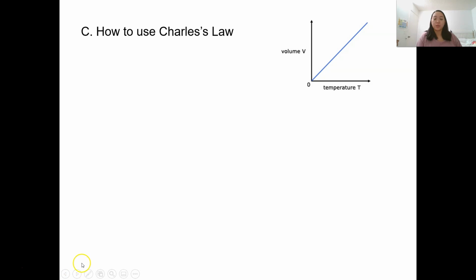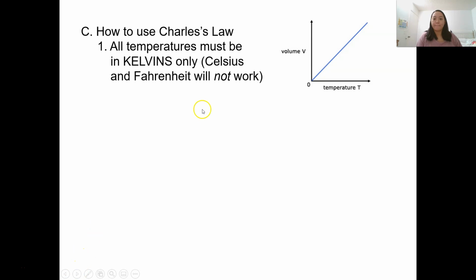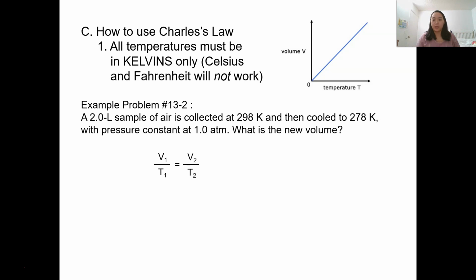Now let's see how you can actually use this law to your advantage. First of all, because this is between volume and temperature, we have to establish what unit of temperature is necessary for this equation to work. All temperature must be in kelvins. So Celsius and Fahrenheit will not work. If a problem gives you something in Celsius or Fahrenheit, you have to always 100% convert that to Kelvin if you want to use this law. In fact, most gas laws will require you to convert your temperature to Kelvin in order for the equations to work. Let's take a look quickly at an example.